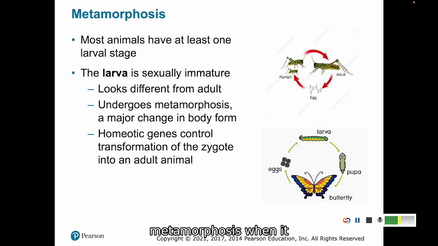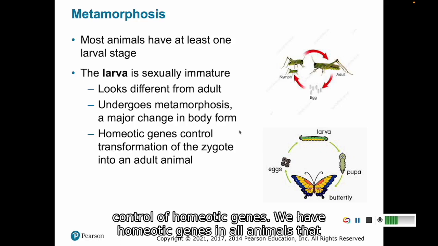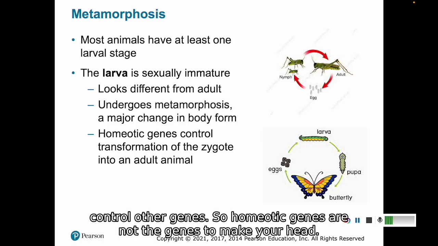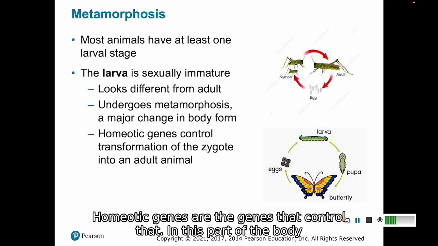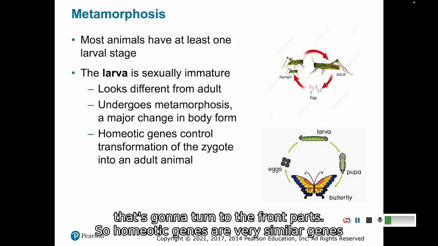And that control of how our body form is going to be created, what is up and down, what is left and right, is under the control of homeotic genes. We have homeotic genes in all animals that control other genes. So homeotic genes are not the genes to make your head. Homeotic genes are the genes that control that. In this part of the body, it's your head. You're going to turn into a head. This part of the body is your front. It's going to turn into the front parts.